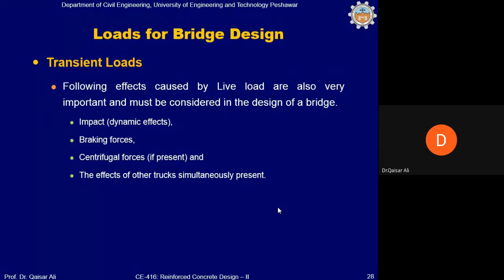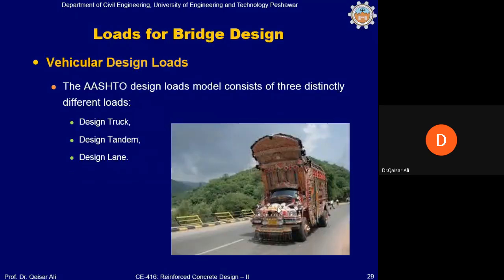And it is also possible that more than one truck is simultaneously present on a bridge, so their simultaneous presence shall also be taken into account in the design of a bridge. The AASHTO, which is the code for the design of bridges, basically uses load models. We have three different loads: a design truck, a design tandem, and a design lane.